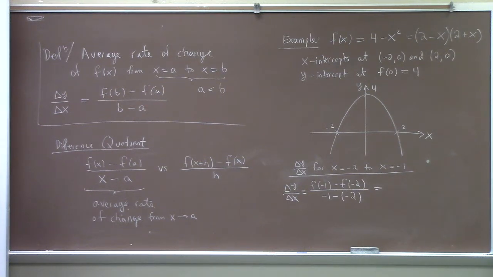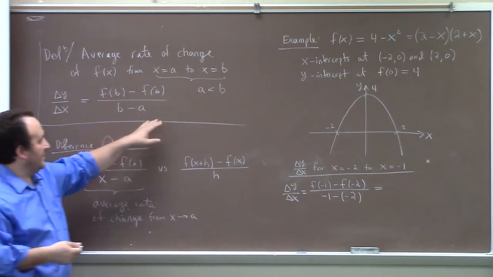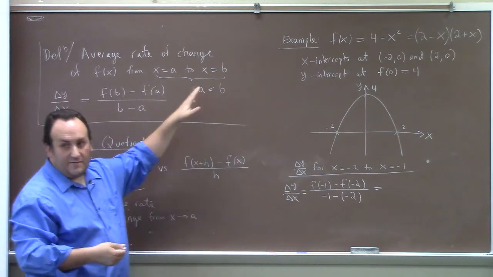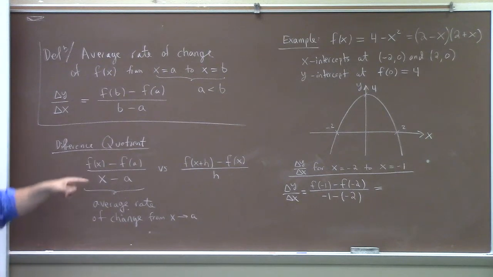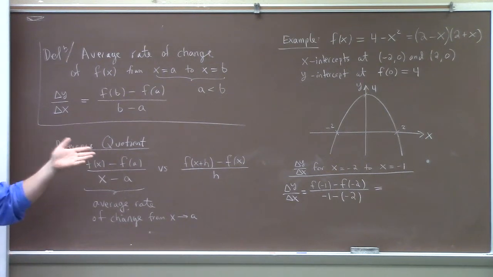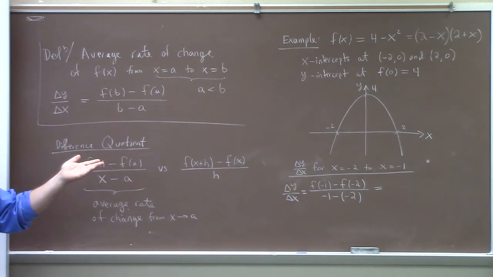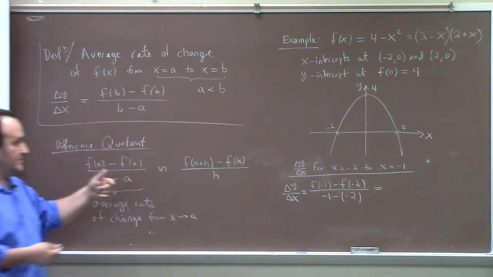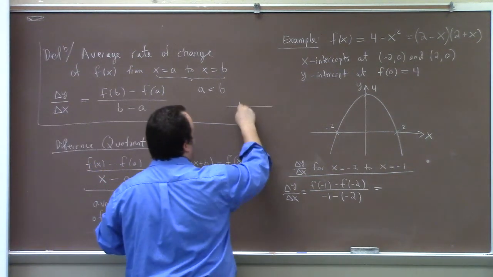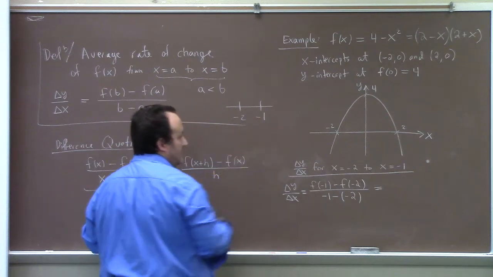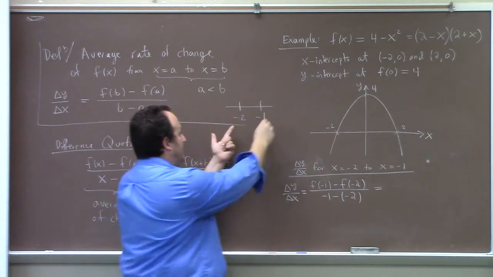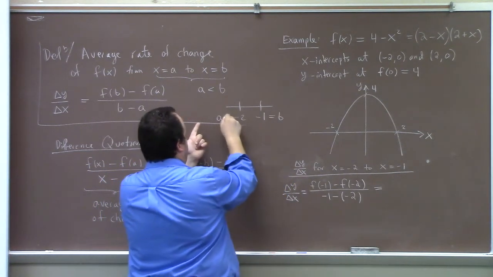We want to read graphs left to right, so we usually think about the B being larger than the A for this kind of discussion. So minus 1 is to the right of minus 2 on the number line, right? Minus 2 is here, minus 1 is here. So this is my B, this is my A.